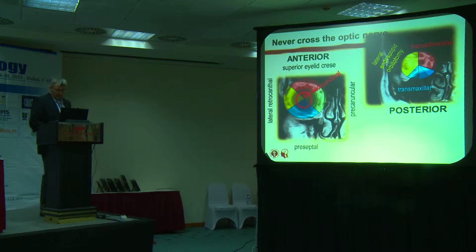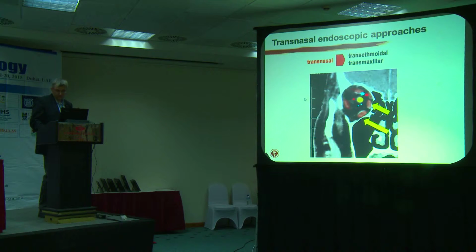Why are there so many ways to approach the orbit? This is because the main rule in endoscopic or microscopic surgery of the orbit is never cross the optic nerve. So we are supposed to choose the shortest way to approach the lesion inside the orbit, trying not to cross the plane of the optic nerve. Going transnasally is the most natural way to approach the orbit endoscopically. We can go through the lamina papyracea, through the ethmoidal labyrinth, or through the inferior wall of the orbit, through antrostomy.